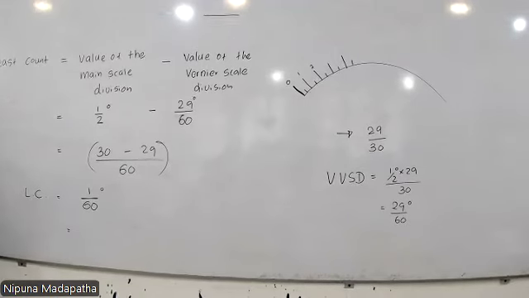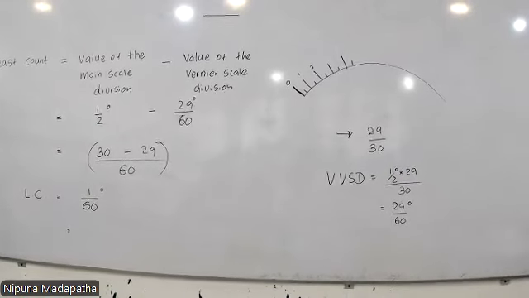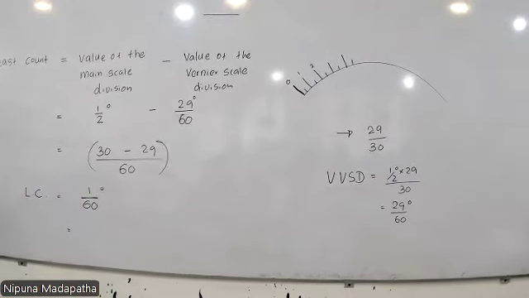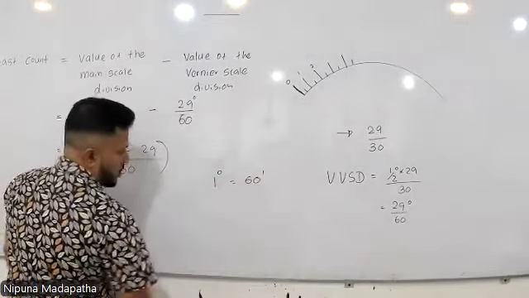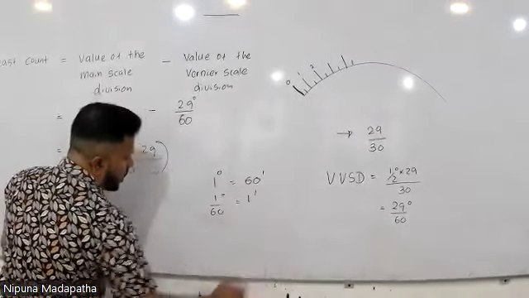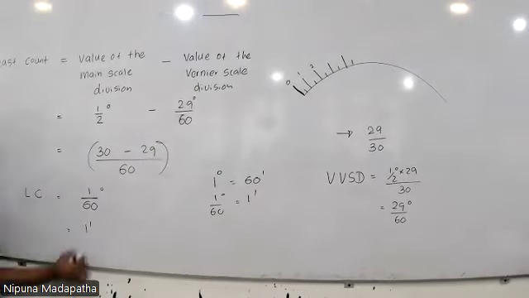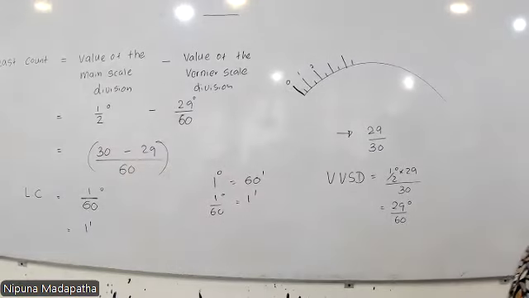In minutes, what is 1 over 60 degrees? You know the conversion factor between minutes and degrees: 1 degree equals 60 minutes. So 1 over 60 degrees is 1 minute. The least count of the instrument is 1 minute.